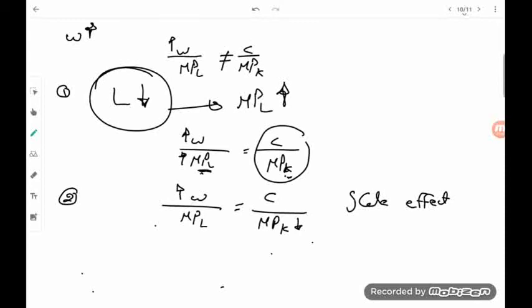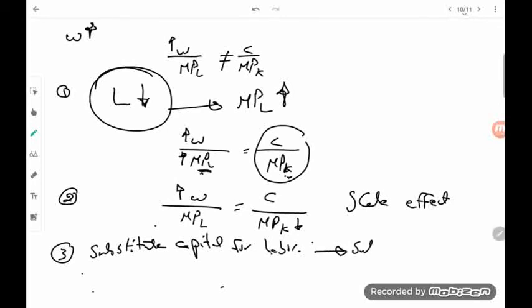Also, the firm can substitute capital for labor. So as wages increase, we are going to find a substitute for labor, which is capital, and substitute capital for labor. And this is known as substitution effect.